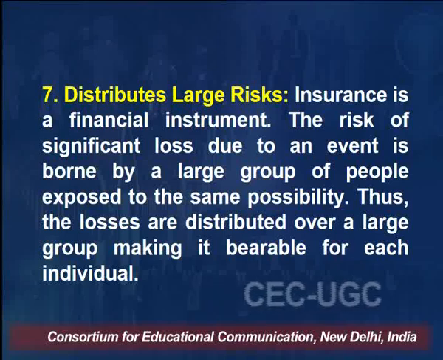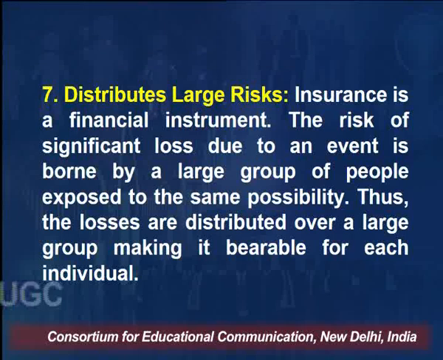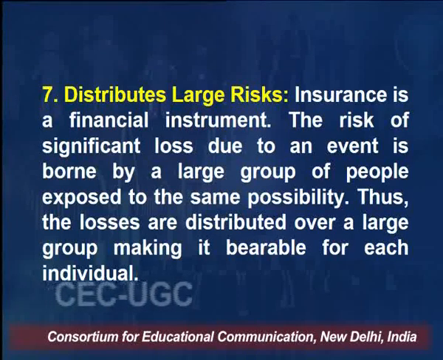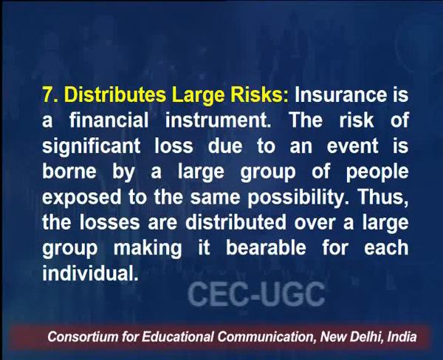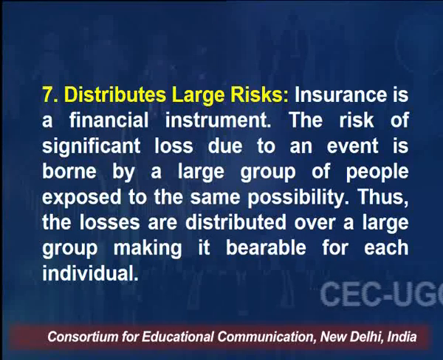So insurance is a financial instrument. The risk of a significant loss due to an event is borne by a large group of people exposed to the same possibility. Same means the same type of risk with the same possibility. Thus, the losses are distributed over a large group, making it bearable for each individual. How does it make it bearable? By paying a small premium. Just by paying a small premium, you can be covered by a large sum of money.